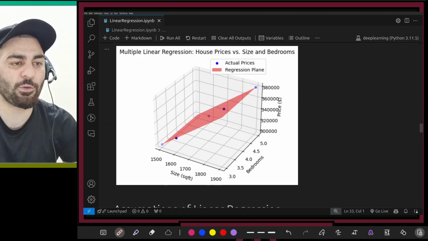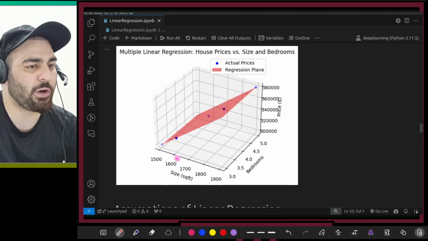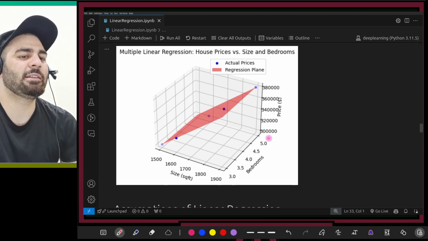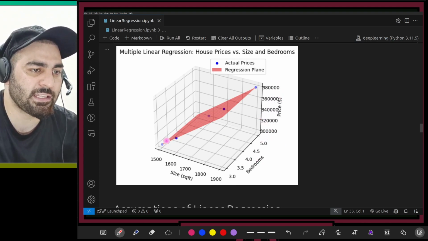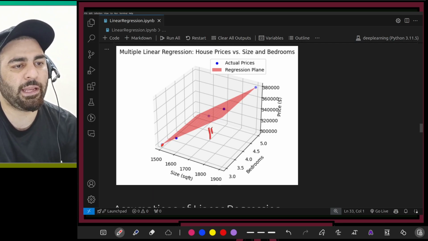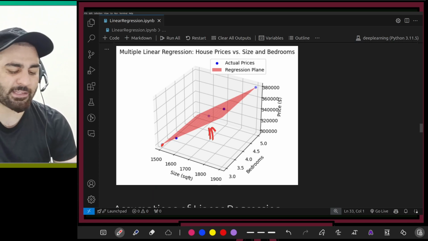If you see over here, this is my square feet. Let's suppose this is my x-axis, this is my y-axis, and this is my z-axis, which is the predicted price. And if you see, these are the points. This is one point, this is another point, this is another point, and this is the plane that fits them. Now you know the equation of the plane.